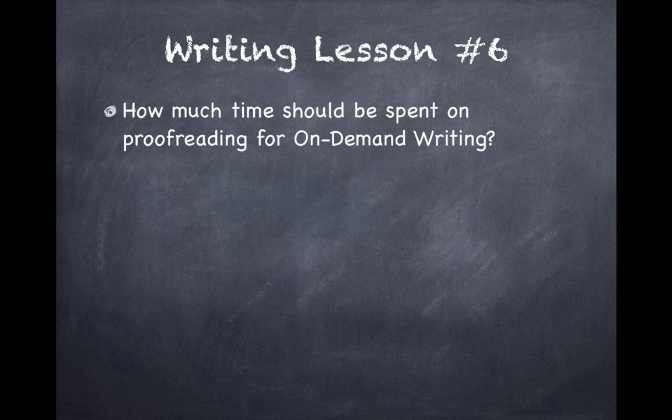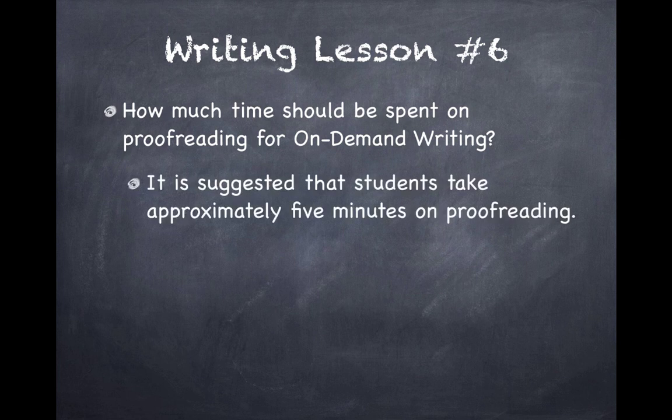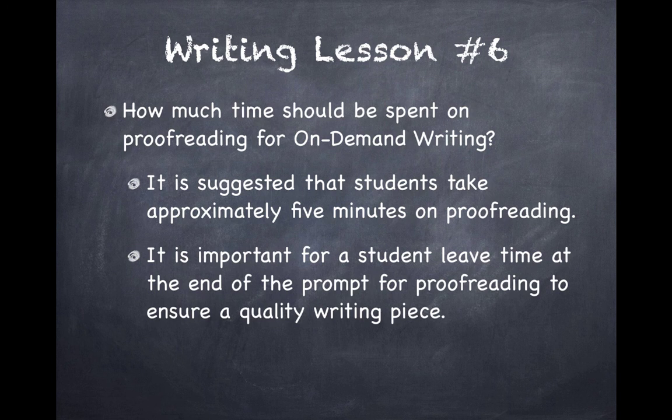So how much time should be spent for proofreading on-demand writing? Well, if you think about how much time is left, again, you want to take about 5 minutes on proofreading. So you've got 5 minutes for pre-writing, about 5 per paragraph for a total of 25 minutes for drafting, 5 for revising, and then 5 for proofreading. So that should be 5 plus 25 is 30, plus 5 plus 5 is 40, and that takes up your 40-minute writing prompt.